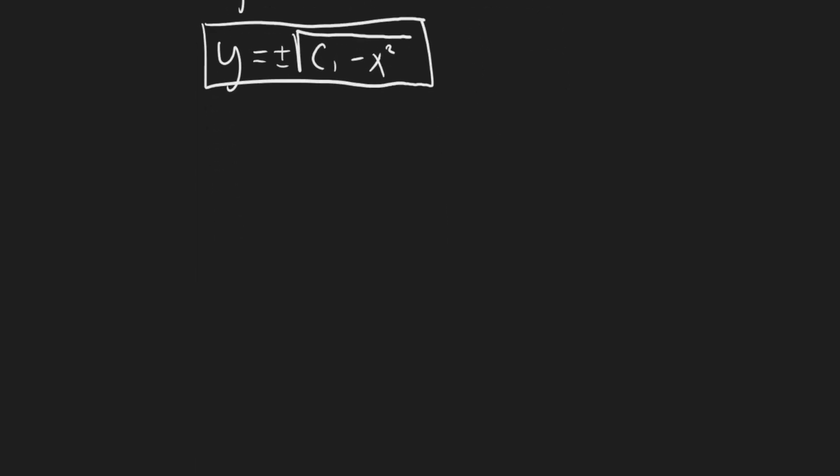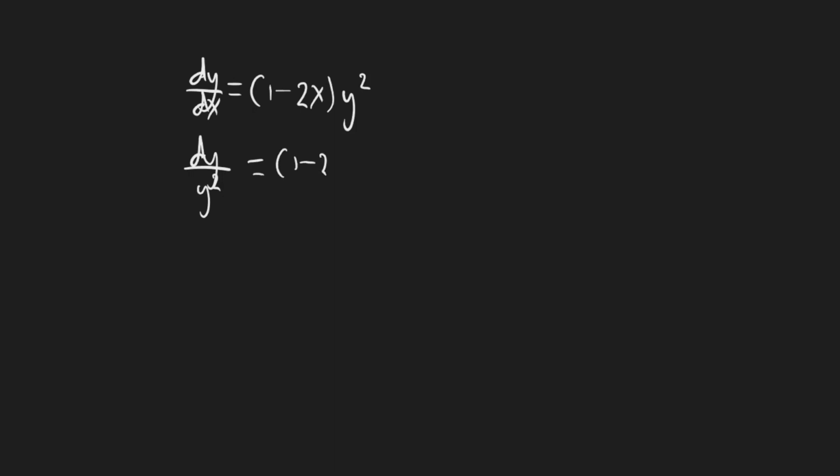Okay, let's go into another example. So let's say dy/dx equals 1 minus 2x, all times y squared. Okay, so let's start by dividing both sides by y squared to get the dy and the y squared together. And then let's multiply by the dx to get the x and the dx together. 1 minus 2x times dx.